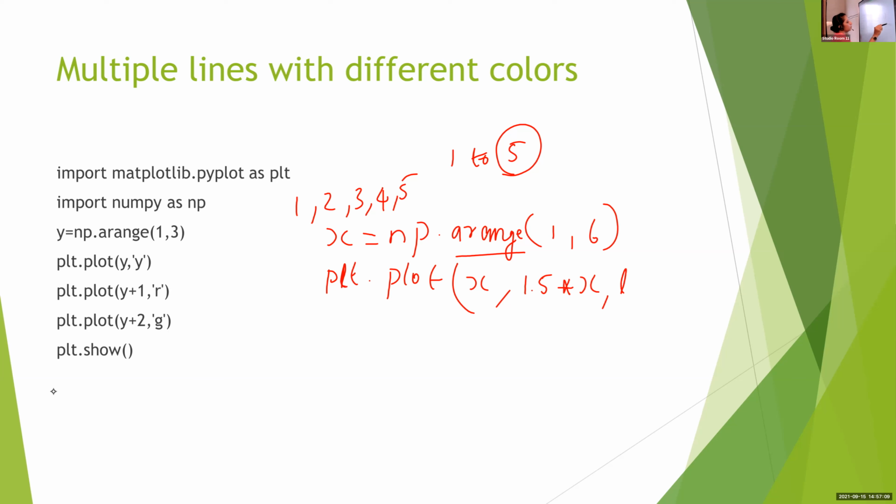Then I want to give one label. Label equal to first. For identifying, we can give a legend. Then write the next statement. The x value is the same, the y value is different. So plot the next line.